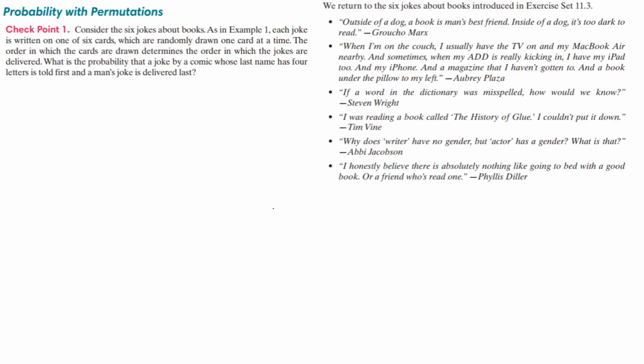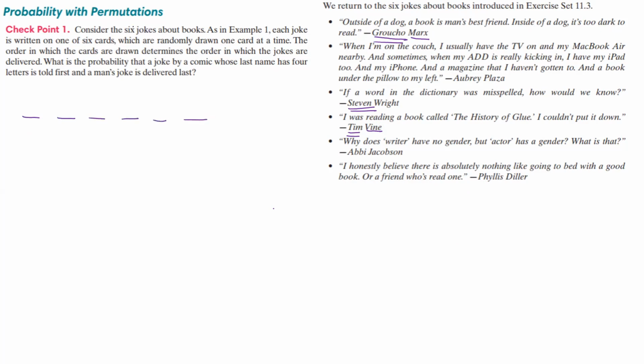All right, so let's figure out what all we have here. First off, we have 4 letters in the last name. Okay, well, we have Marx, Plaza, right? We have Vine. So it looks like there's 2 of those. And now let's see how many have a man's joke. Okay, so we'll have Groucho Marx. Aubrey is a girl, hopefully. Stephen, Tim, Abby, and Phyllis. Okay, so it looks like we have 6 cards. So we have 1, 2, 3, 4, 5, 6.